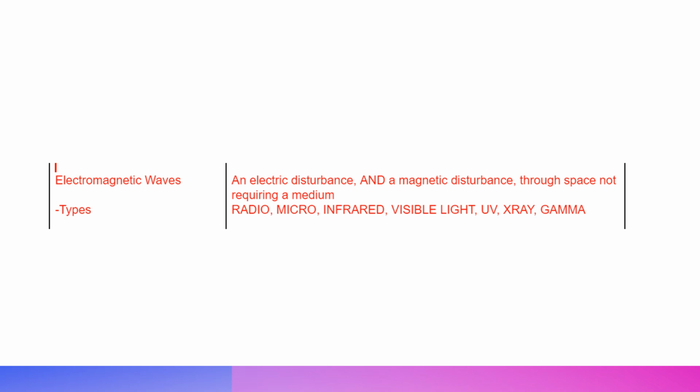Now, electromagnetic waves, these are a little bit different. And I've written some different types over here. We have radio waves, microwaves, infrared waves, visible light, UV, X-ray, gamma. And this is an electric disturbance and a magnetic disturbance at one time. So you have two different parts of this electromagnetic wave. I'll show you in just a minute what I'm talking about here. But they travel through space, not requiring a medium.